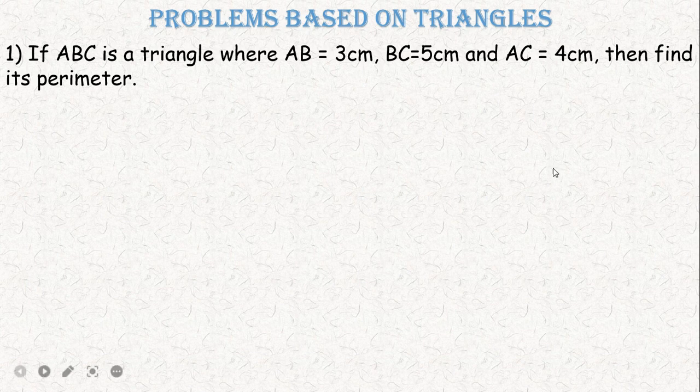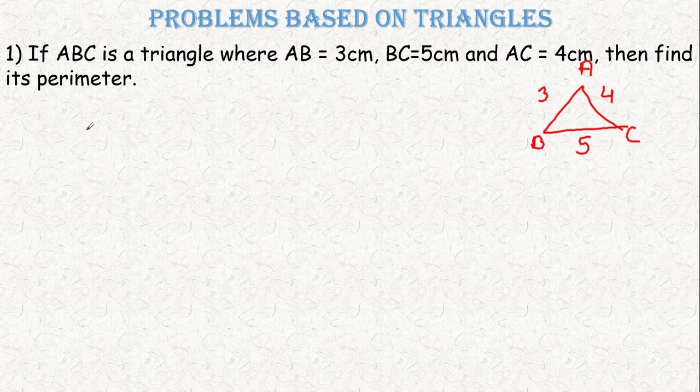As you know, there are 3 types of triangles: scalene, isosceles and equilateral. Scalene means all 3 sides are unequal, equilateral means all sides are equal, and isosceles means only 2 sides are equal. Here 3, 5, 4 are 3 different sides, so it's a scalene triangle. First let me draw a triangle. This is a scalene triangle, and here A, B and C, these are the 3 vertices, and let's name AB as 3 cm, BC as 5 cm. They ask you to find the perimeter of that triangle.